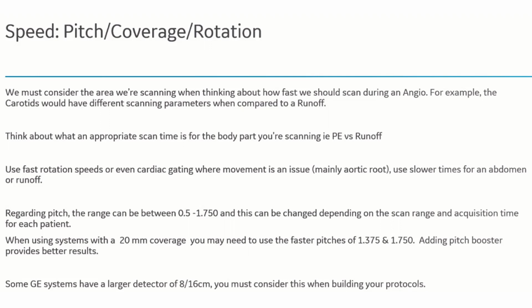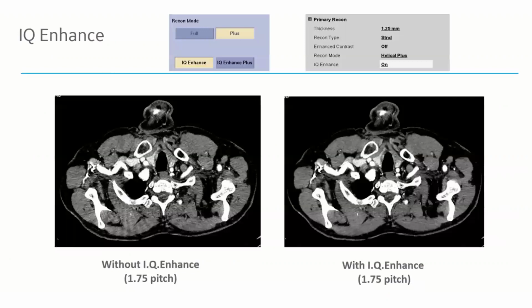But if you are using a 20 millimeter detector system, you may need a faster pitch, like 1.37 or 1.75, and you could add IQ Enhance, because it helps to improve your image quality as you are using a higher pitch. Remember, IQ Enhance is also sometimes known as a pitch booster. It improves helical artifacts and allows us to scan with quicker pitches without degrading image quality.